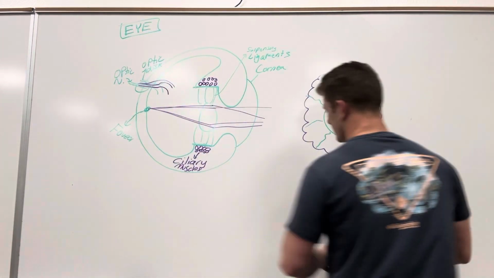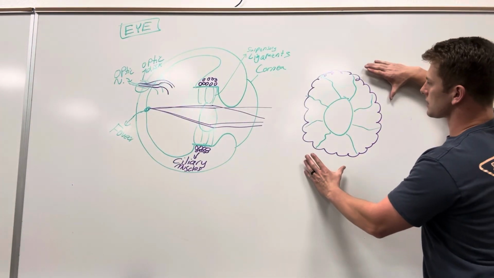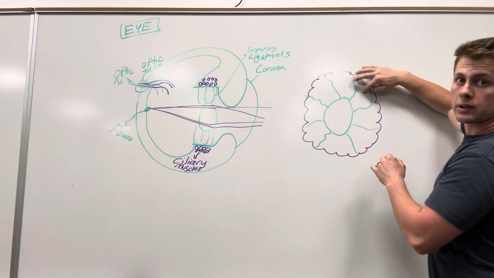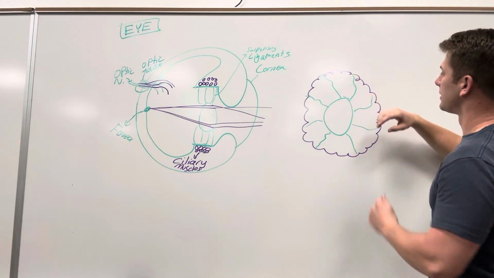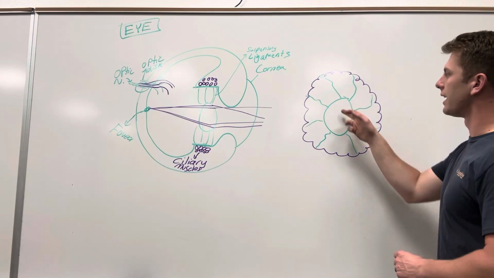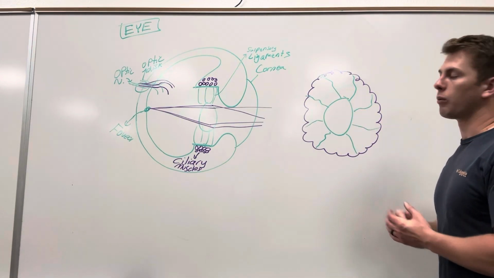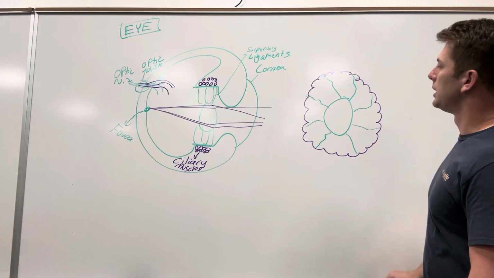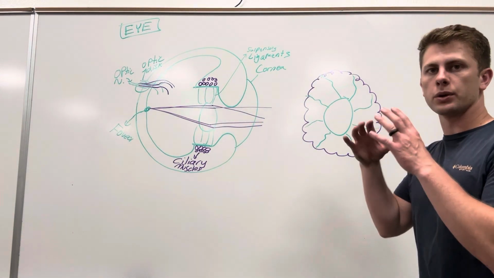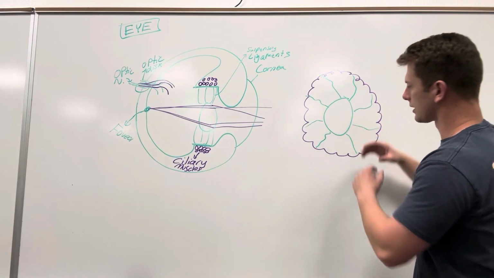And so what happens is these ciliary muscles will contract, meaning these suspensory ligaments will relax. They will not be tight, they'll be loose, which means the lens will be thicker. It won't be stretched out, meaning more convex. So when we're looking at something really close, our ciliary muscles contract.